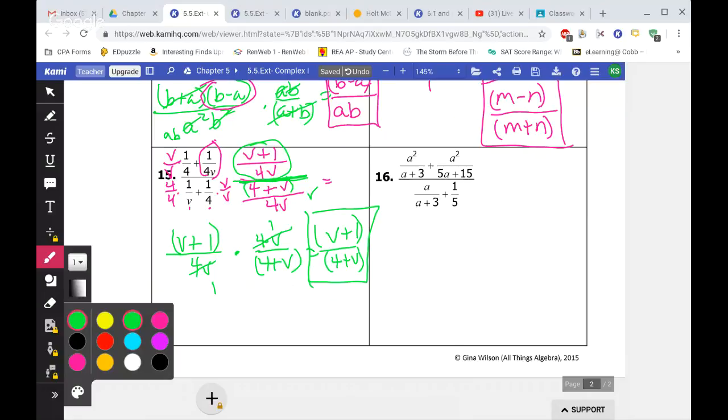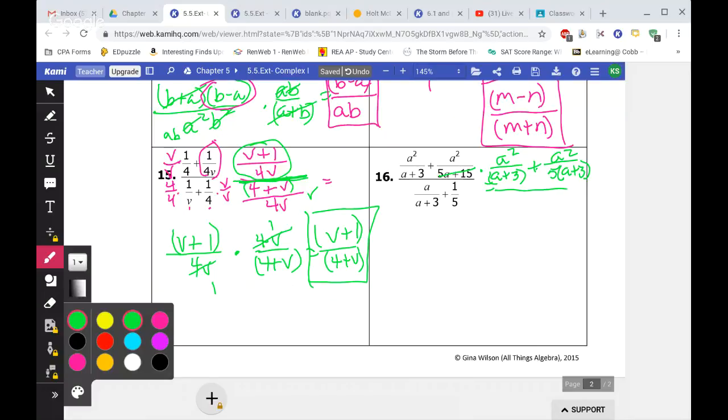Number 16. Neither of these have a single fraction in them, so we need to get a common denominator to make them single fractions. But I also notice that this 5a plus 15, something can be factored out of that because there's a common 5 and 15. 5 will go into both of those. So this factors to be 5 times a plus 3, because 5 goes into 5 one time, 5 goes into 15 3 times.